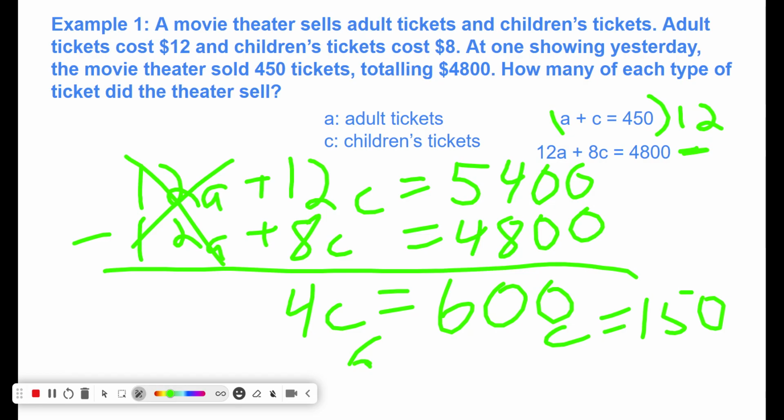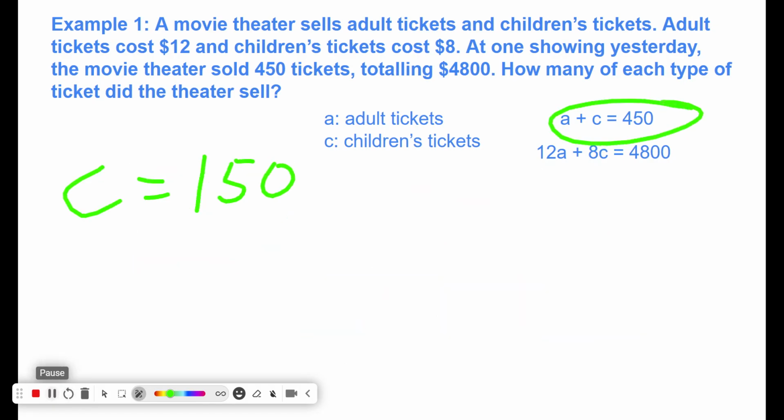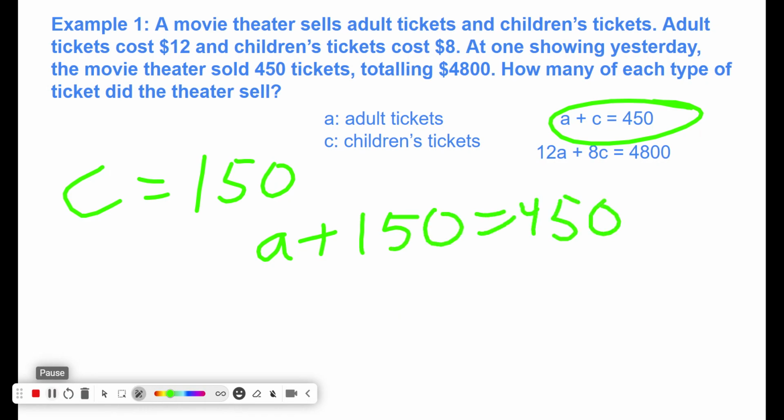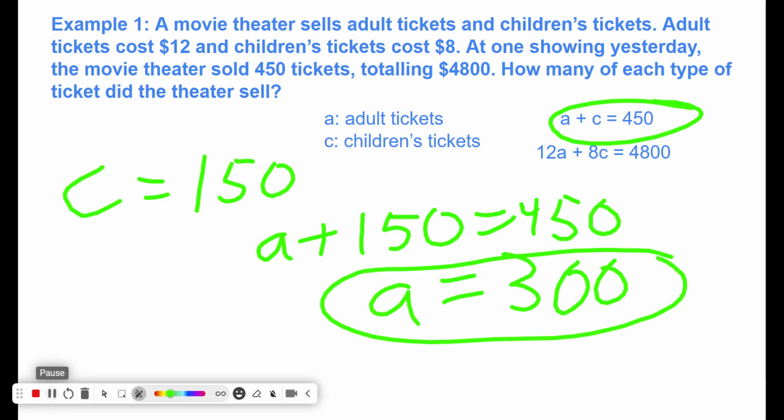All right, that's a great start. If I know that we sold 150 children's tickets, I can plug that back into my original equation. So I will have A plus, instead of C, I'm going to have 150 equals 450. Subtract 150 from both sides, and I'm going to say they sold 300 adult tickets here.